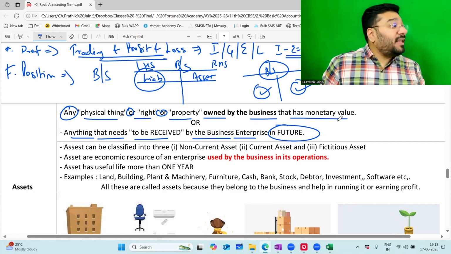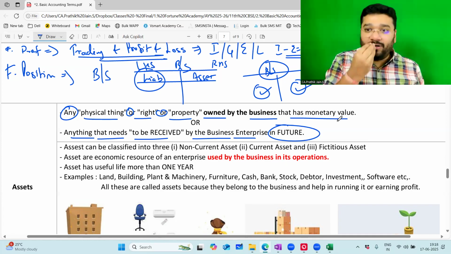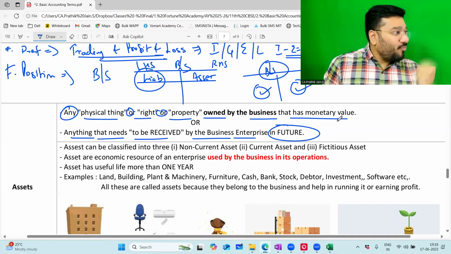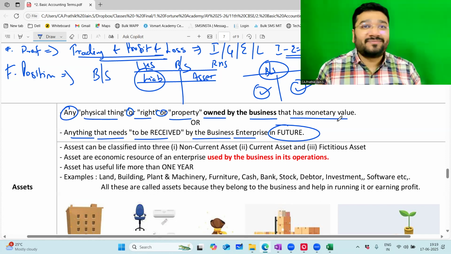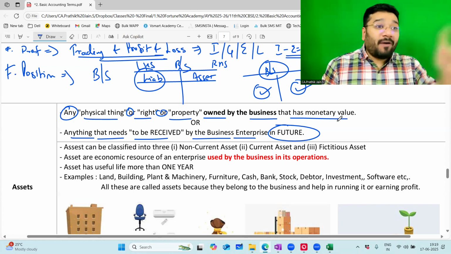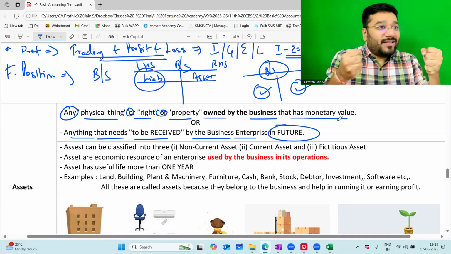So asset is basically power. Human beings get power from where? Not food. Power comes from money. The more money you have, the more powerful you are. The more property you have, the more confidence you feel.